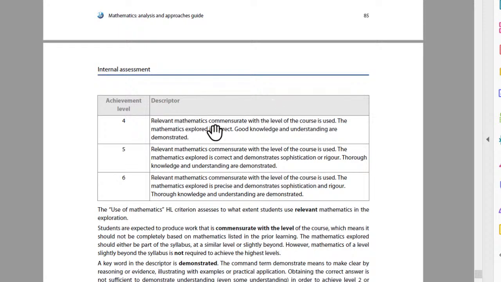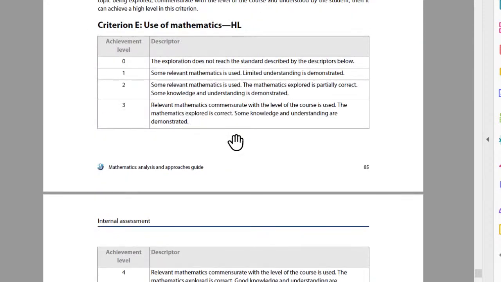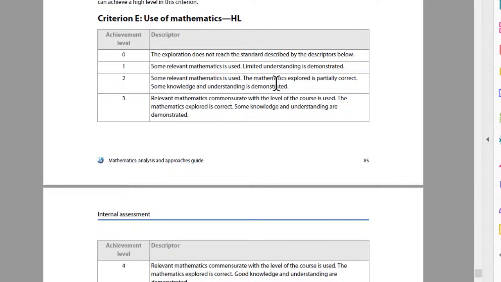The mathematics is correct. Good knowledge and understanding are demonstrated. Yeah, I wouldn't say it's good knowledge. Probably some knowledge. Okay, so this would be partially correct. Mathematics explored is correct. I would say, yeah, I would say this fairly well describes it. So probably like the 13.